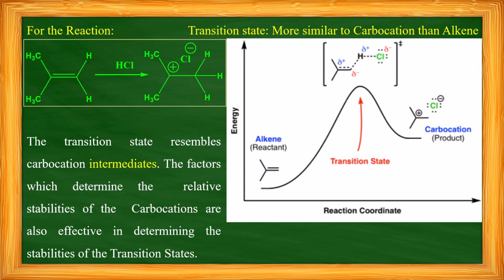A reaction of an alkene with an acid to form a carbocation. This is an endothermic process where the reactant is an alkene, the product is carbocation. And in this endothermic reaction, the product carbocation has higher energy. Therefore, the transition state of the reaction should resemble more with the product than with the reactant alkene. So any factor that influences the stability of the carbocation, the product, will affect the stability of the transition state also.